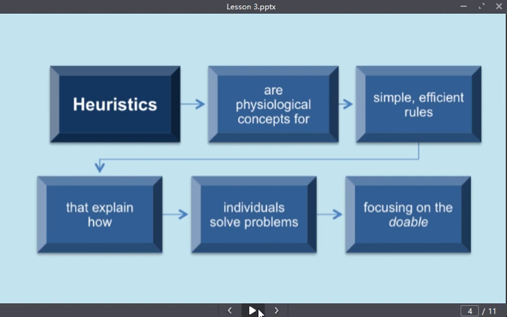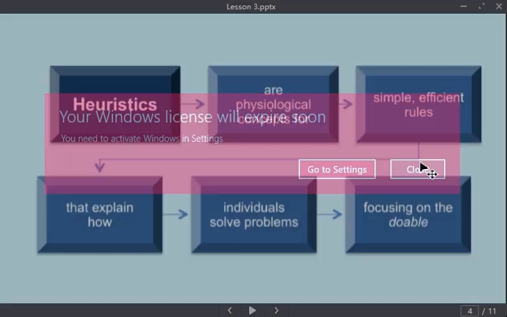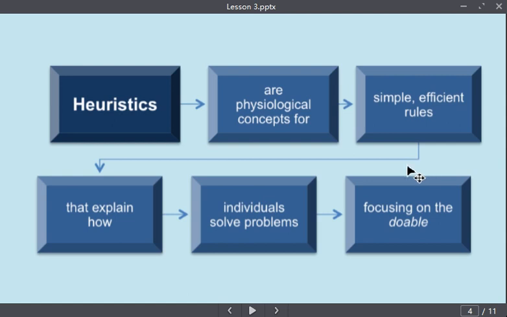So heuristics are actually psychological concepts for simple, efficient rules that help to explain how people solve problems. These rules usually work but are prone to preconceptions and can introduce errors. As what I am saying, it depends. The strategies and techniques that you're going to use depend on the problem solving that you are answering.